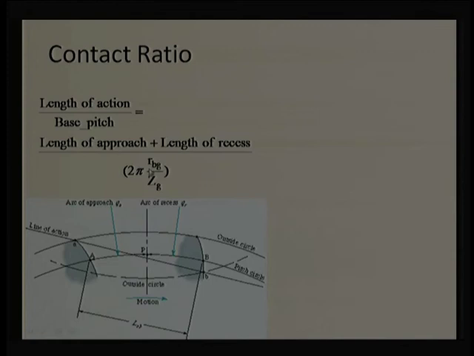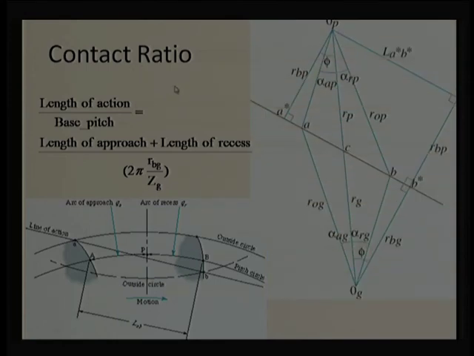So, the radius of the base circle is Rbg, the number of teeth on the gear is Zg, and the circumference, which is 2 pi Rbg, gives you the circumference of the base circle, divided by the number of gear teeth. That is going to give us the base pitch. Once we know the base pitch, the length of approach and the length of recess, we can figure out the contact ratio, which is important to evaluate the normal load per tooth.